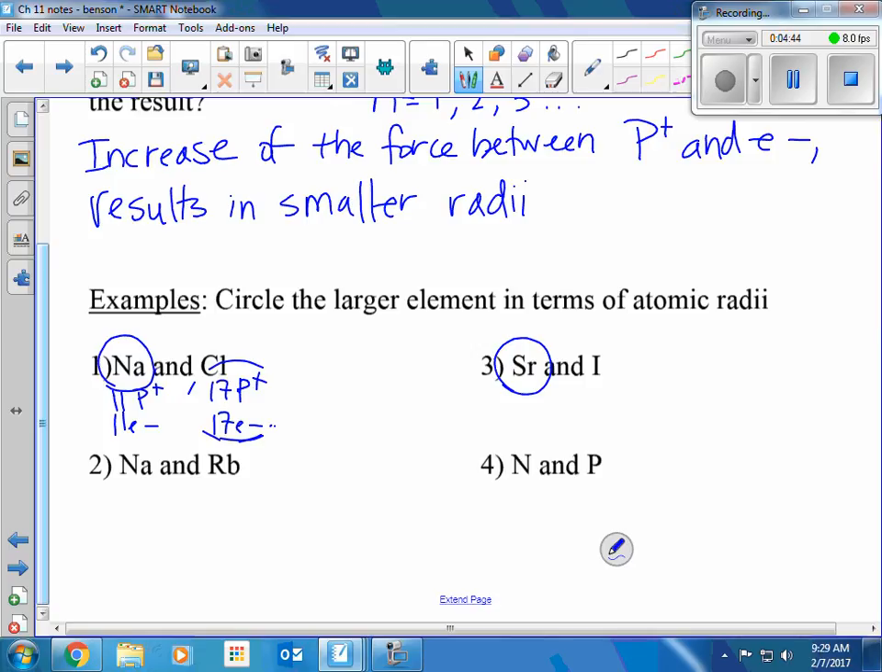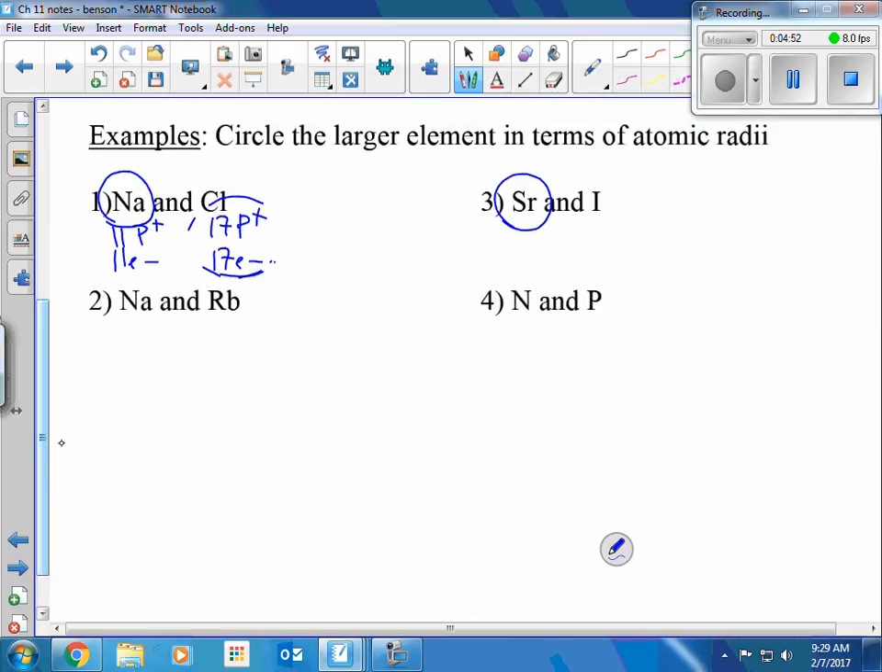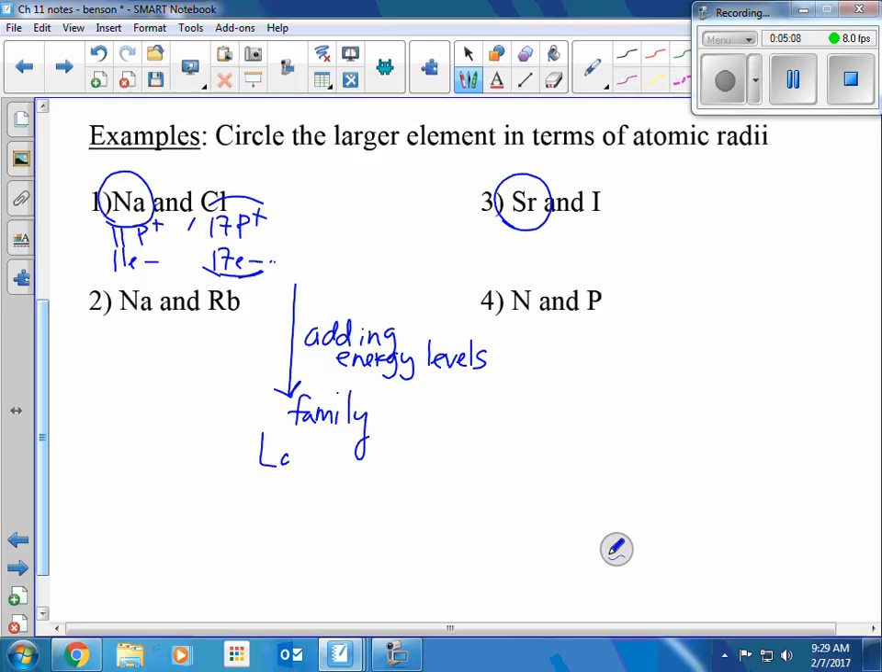And then if you look at where sodium and rubidium are in your periodic chart, we are talking about going down a family. As I go down a family in this situation, then I'm going to be adding energy levels. Well, if I'm adding energy levels, keep it logical, it is going to get larger. So the further down the family, we have larger radii. So if I look at sodium and rubidium, rubidium is further down the family. That's going to be larger in atomic radii.